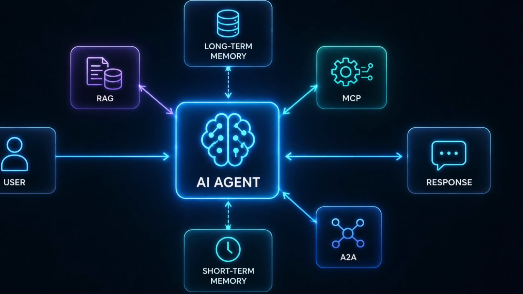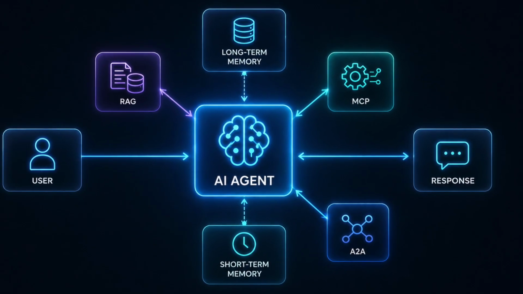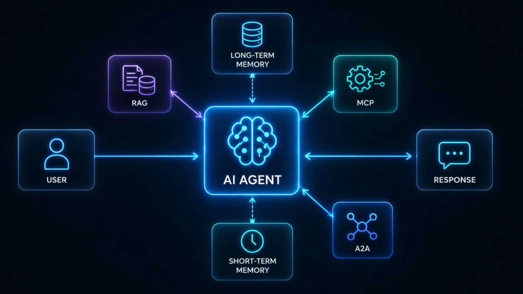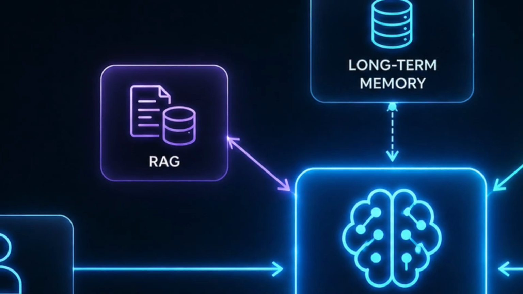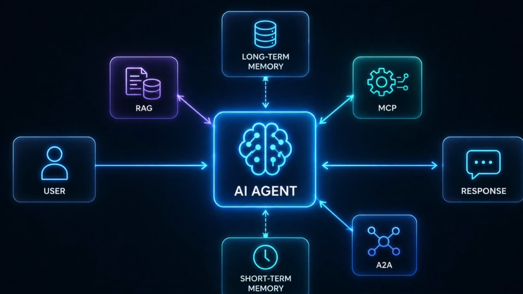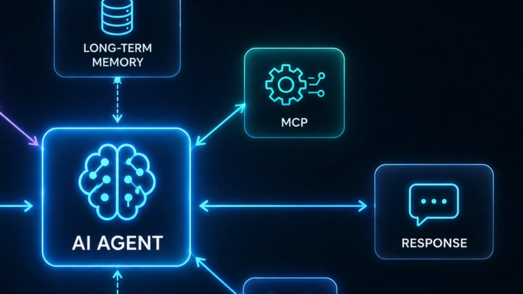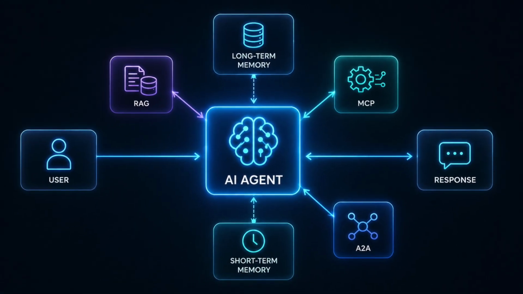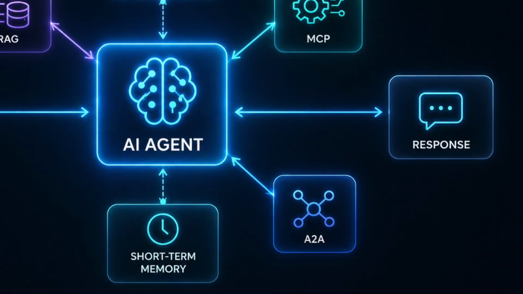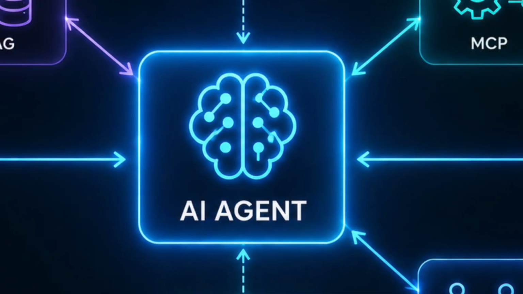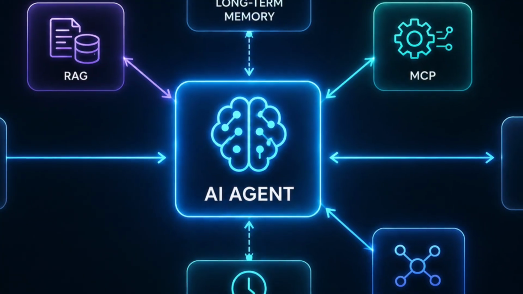If you remember one thing: memory equals context, what I know about you. RAG equals knowledge, what the company knows. MCP equals action, what I can do. A2A equals collaboration, multiple agents. Agent equals orchestrator. Next video will implement RAG.